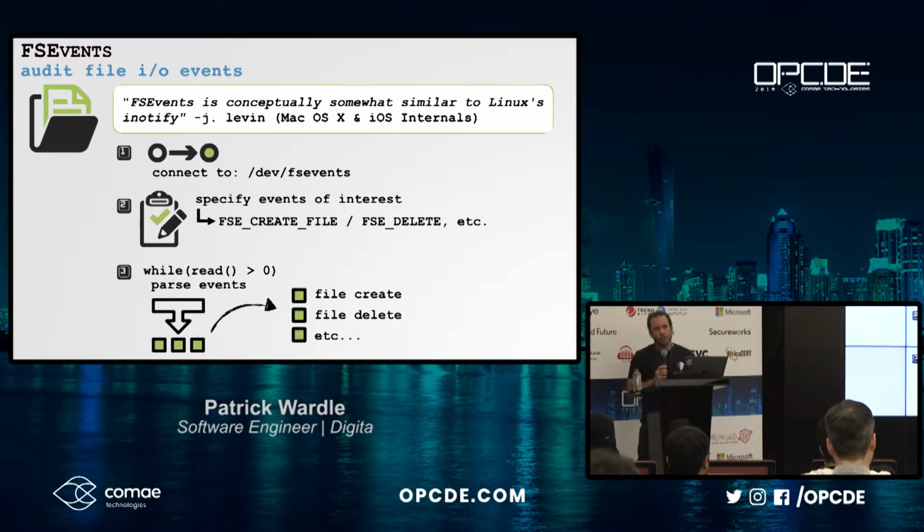So the first thing you do is connect to /dev/fsevents. This is a special device file on macOS. You then clone this file descriptor and specify what events are of interest to you, for example, file creations, file deletions, et cetera. Then, in a while loop, you just read off this file handle, and the kernel will deliver file I/O events to you.